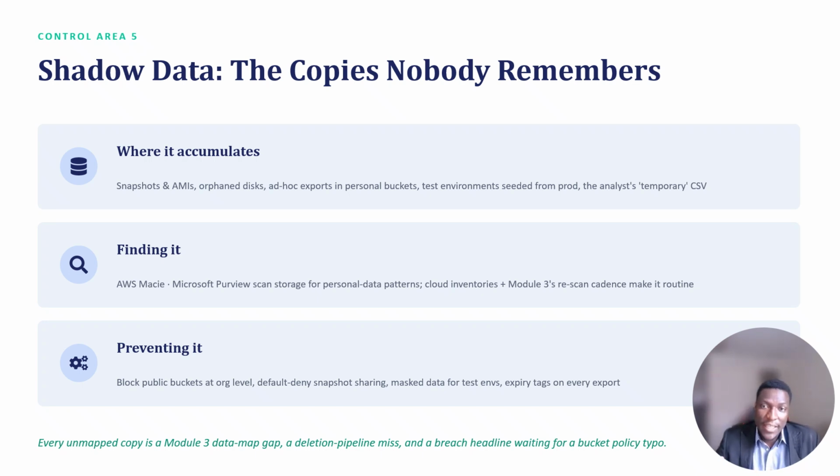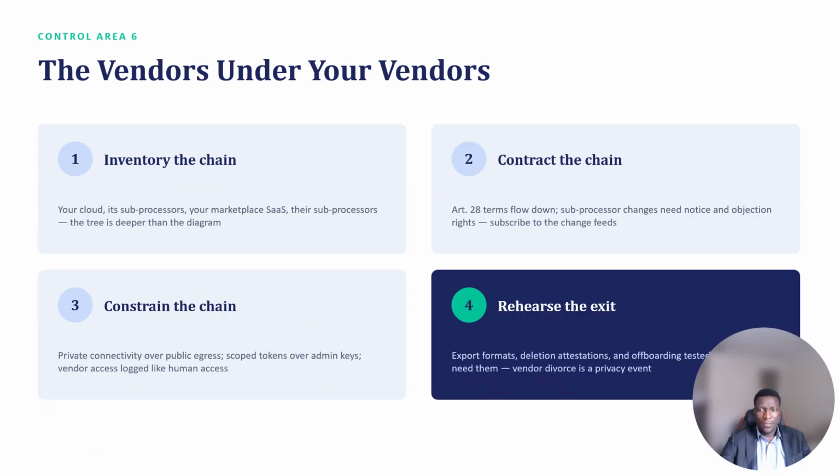Now, the stakes stack up because every unmapped copy is simultaneously a data map gap, and then it will be a deletion miss and a breach headline. Beneath every vendor sits a stack of sub-processors, and the controller, which is you, should answer for the whole stack.